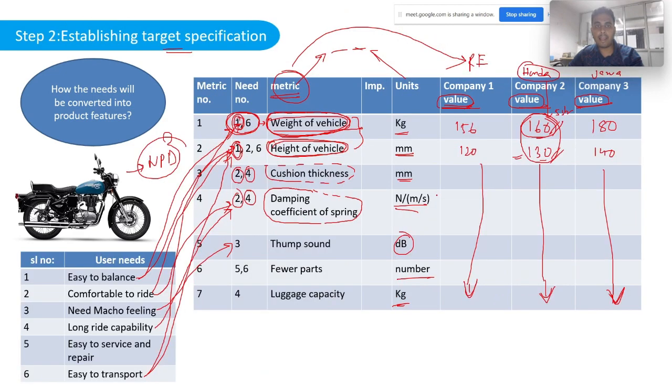Now go back and see cushion thickness. Royal Enfield is the winner, so probably they will have the most thickness. For example, greater than 30, then 20, then 10. Similarly, the damping coefficient is equal for all: less than 15, less than 15, less than 15, because you have said the long ride comfort is the same, which means they are almost equal. However, Royal Enfield has a greater cushion thickness. That's why we are getting more comfort.